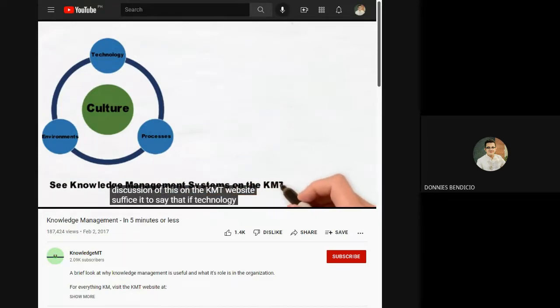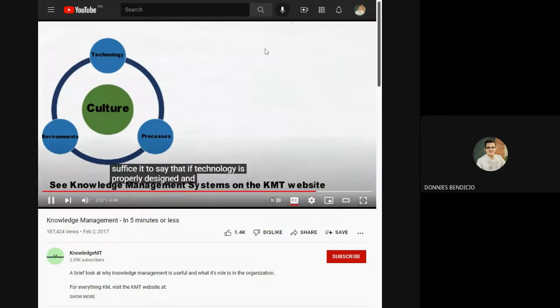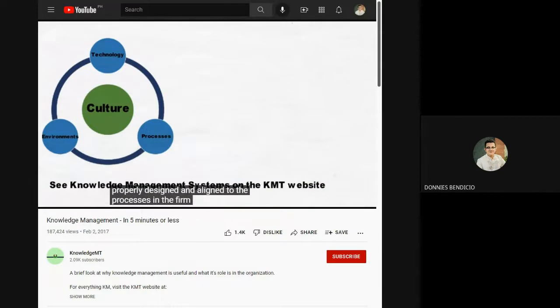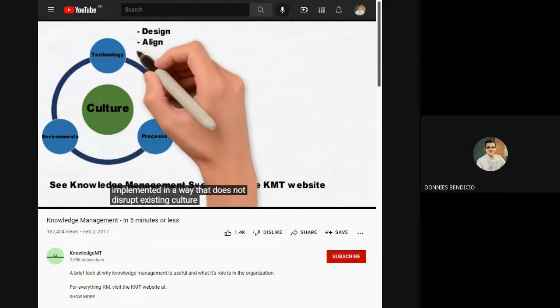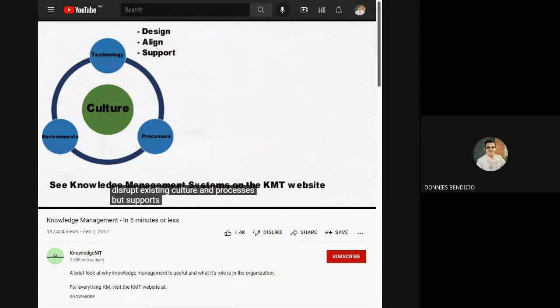Suffice it to say that if technology is properly designed and aligned to the processes in the firm, thereby implemented in a way that does not disrupt existing culture and processes but supports them, then it can be a very valuable tool in the transfer and sharing of knowledge.